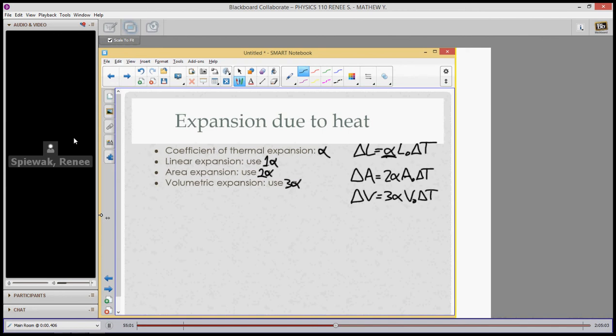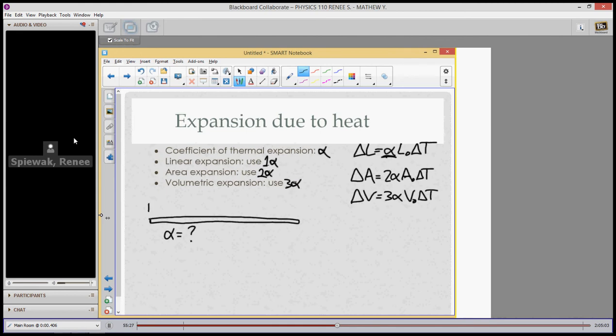Okay, so you want to figure out what substance a long thin pipe is. So you know you're going to have linear expansion first of all. But you don't know what material this is. So alpha is unknown.